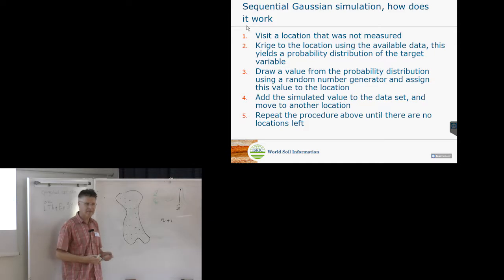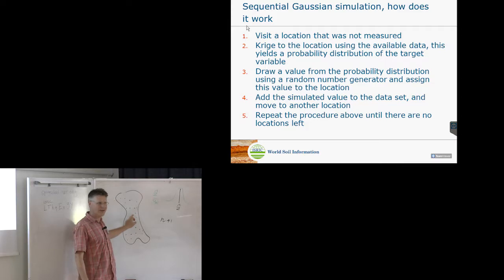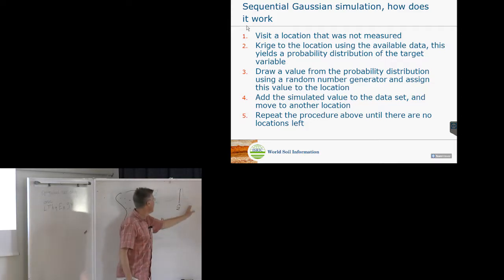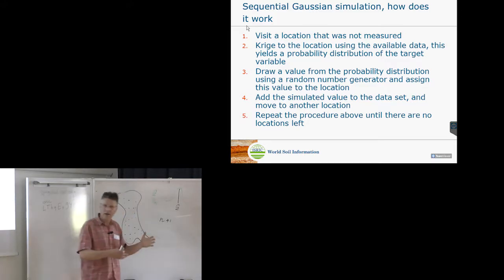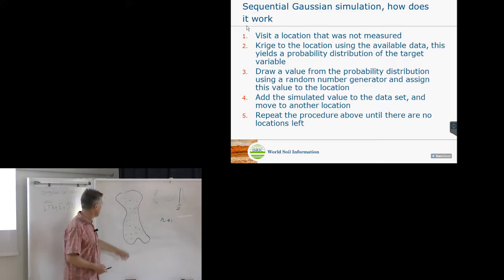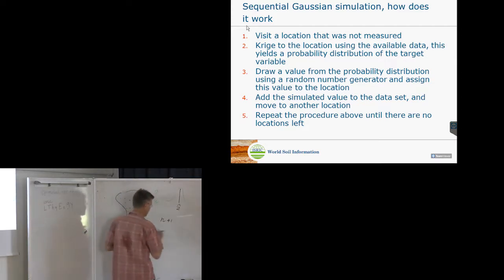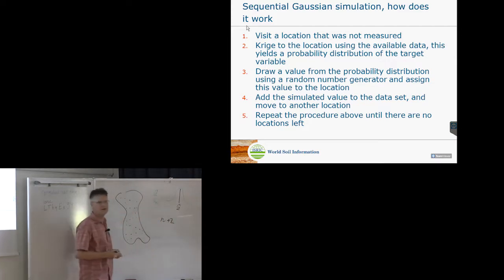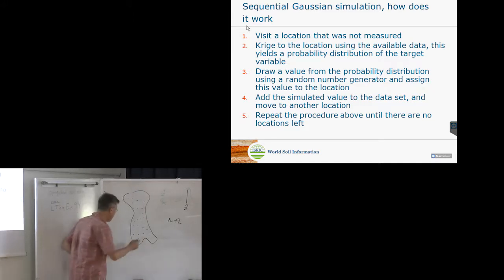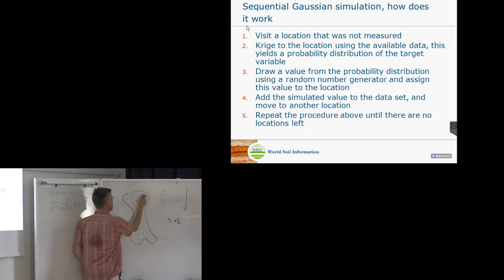I do the kriging. I get a probability distribution, a conditional kriging probability distribution, as they call it, in this location. And instead of using the center value, we again sample from that probability distribution, assign that value to this location, and move to a next location. And add this one to the data set. So now we have n plus 2 observations. And we go to the next location. And we keep on repeating this procedure. Well, usually we would use a grid, right? And we would visit all centers of the grid.